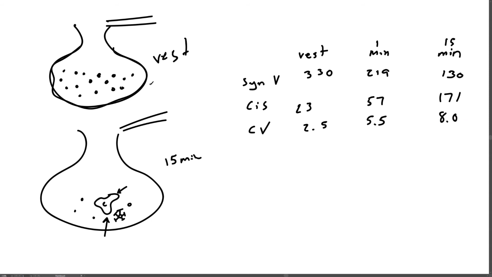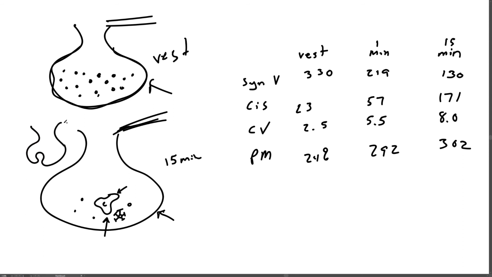And then if you look at the plasma membrane, the amount of membrane occupied by the plasma membrane, you start out at 246. Then as synaptic vesicles fuse with the membrane after 1 minute of stimulation, you have 292, and then 302 after 15 minutes of stimulation. So this suggests that when you stimulate the nerve cell here, the vesicles are fusing with the cell membrane. I've sort of drawn it like this. And so the number of synaptic vesicles go down, and the size of the plasma membrane goes up from 246 to 292 to 302.